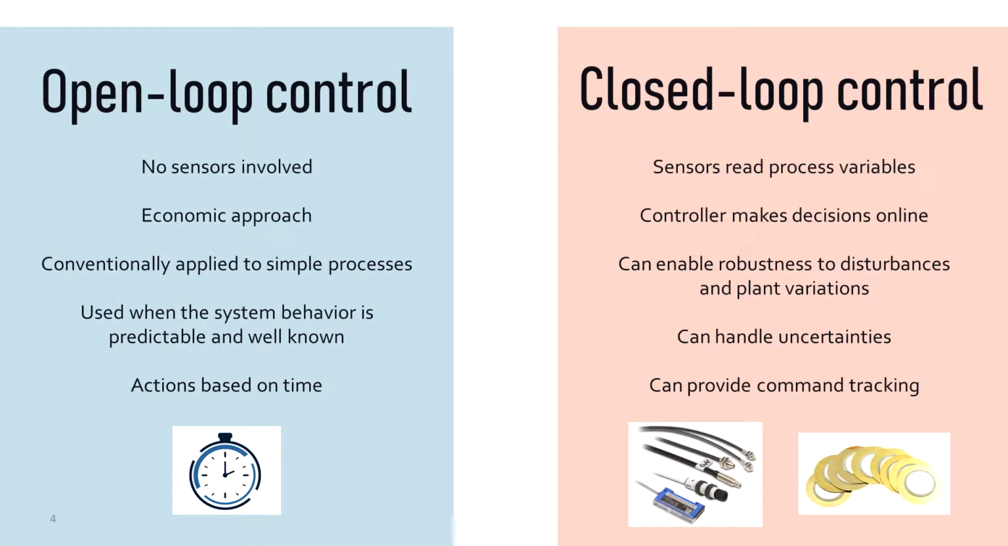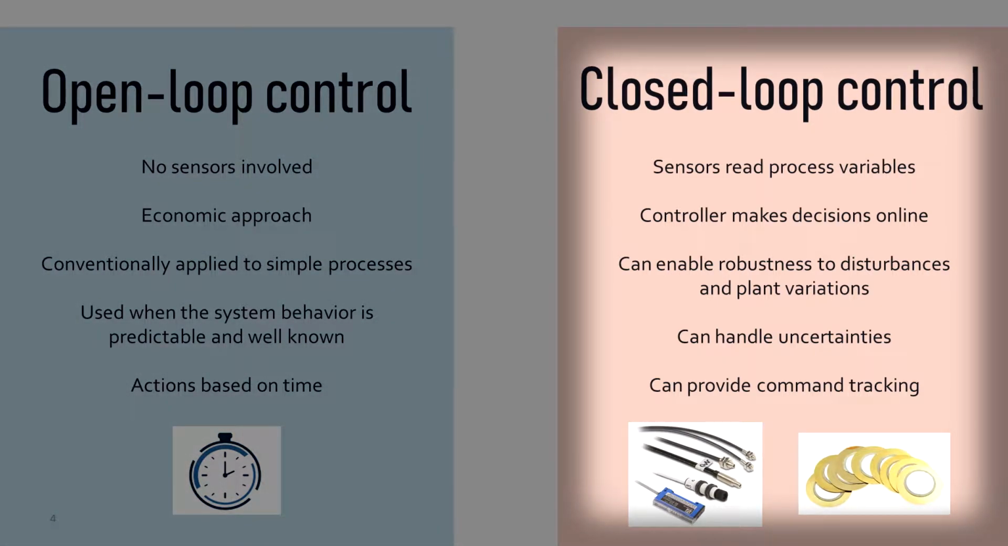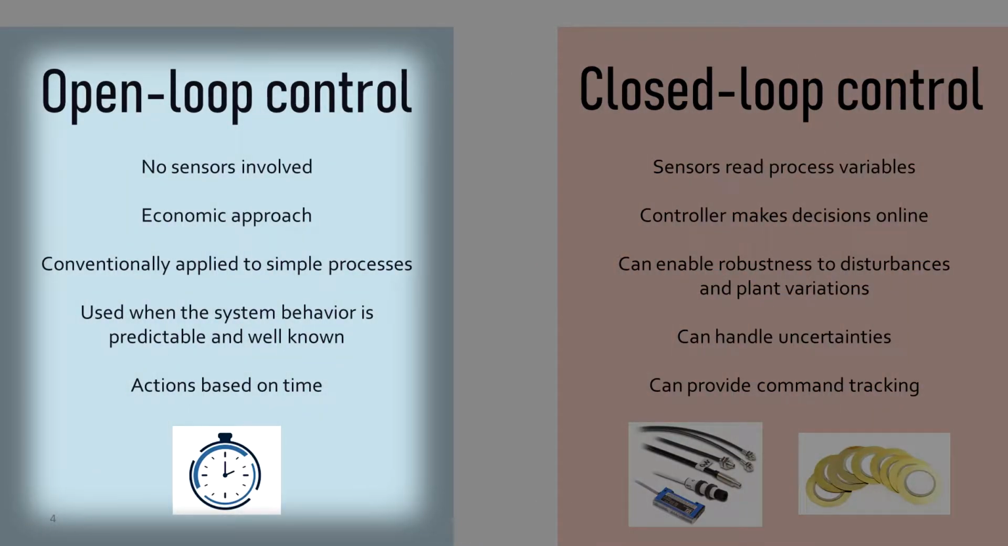Here, I point out some differences between open-loop and closed-loop control systems. Basically, the measurement of variables of interest in closed-loop approaches gives information about how far your system is from a desired operating condition. Open-loop control is usually applied when your system has a predictable behavior and you can use constant or time-based interventions.